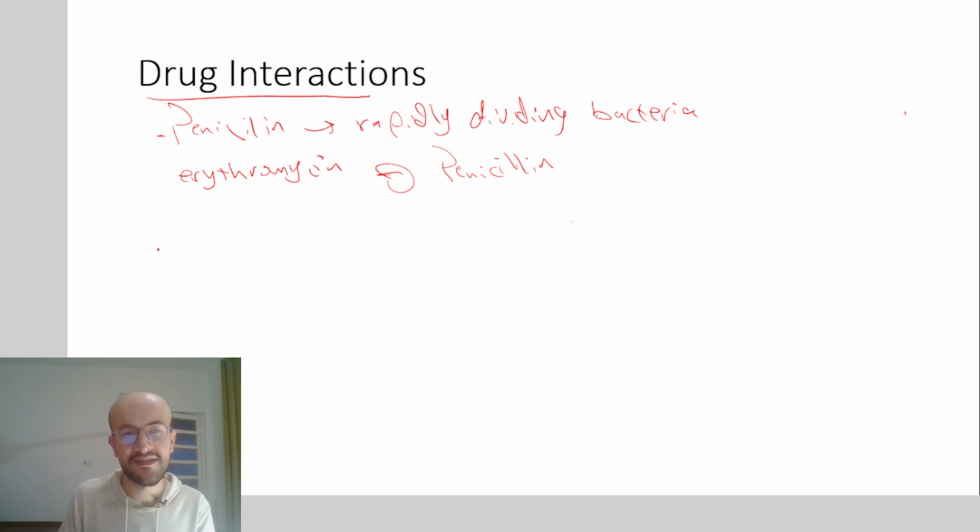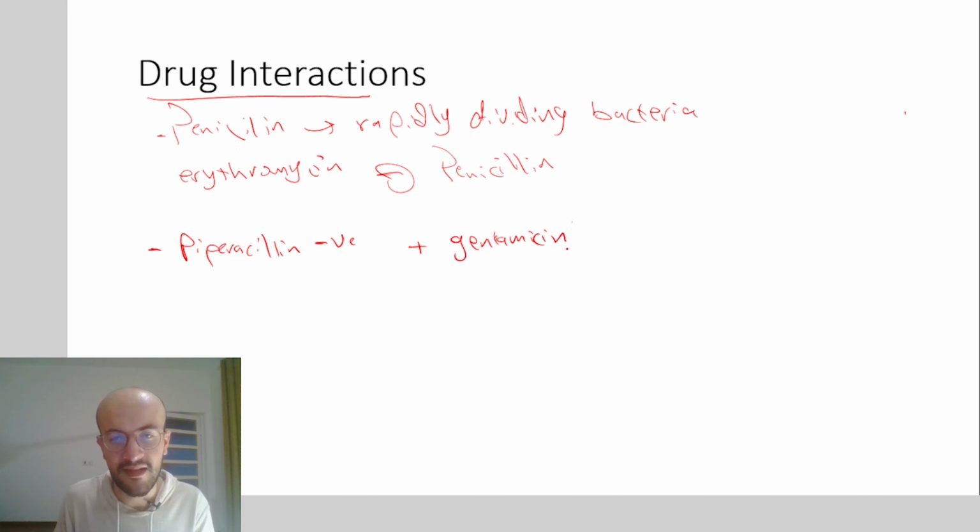Also, in the drug interactions, we have the anti-pseudomonal penicillins, like piperacillin, which is negatively charged, and if given with a drug that is positively charged, like gentamicin, in the same syringe, if we mix them in the same syringe, they would both get deactivated by each other because they have different charges. So it is best to give them separately in separate sites. That would be the solution to this problem.